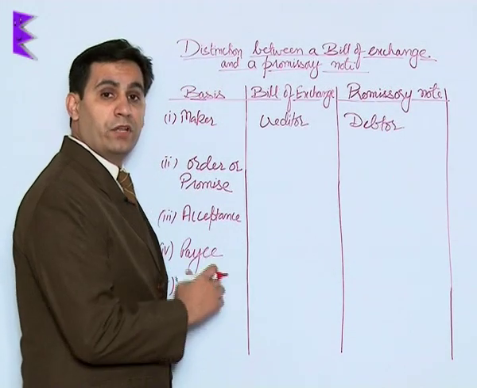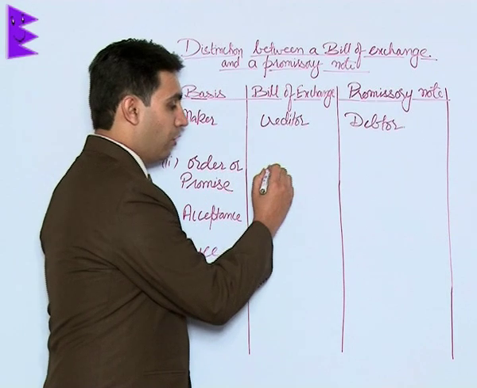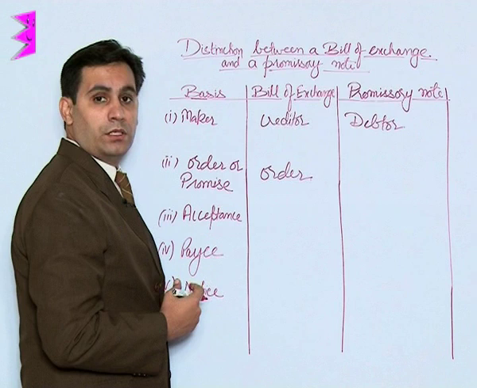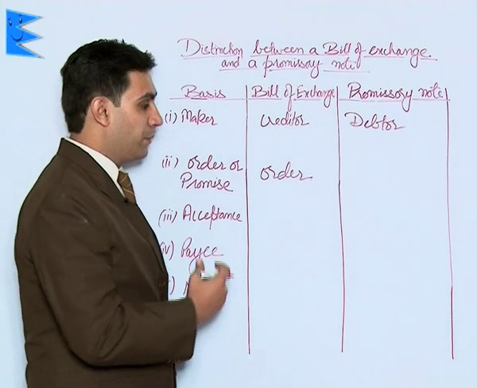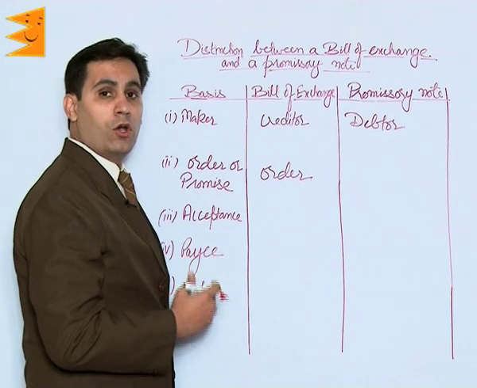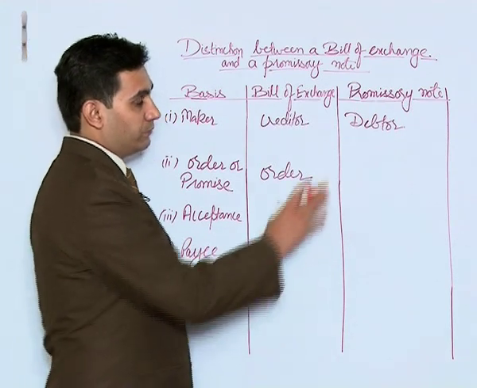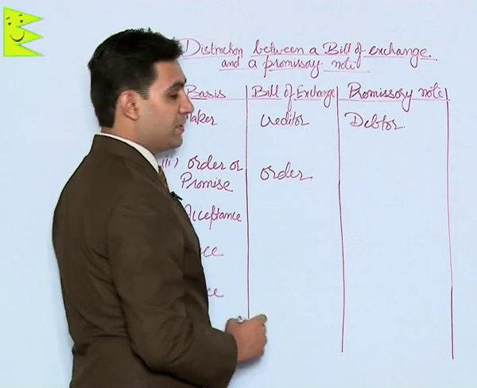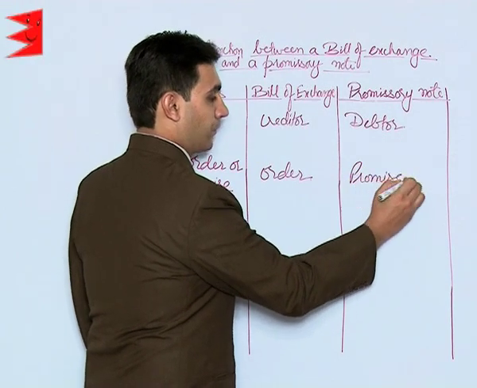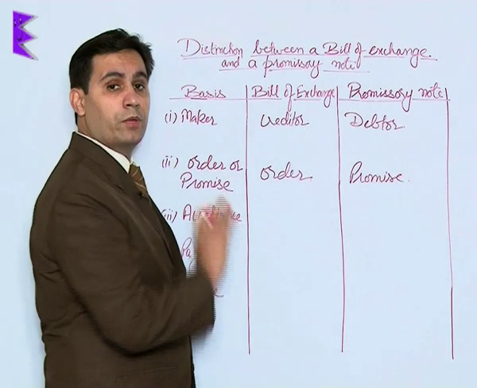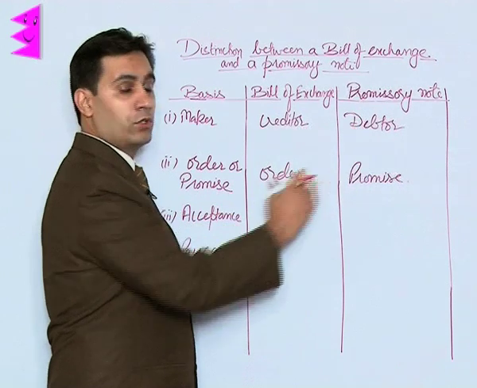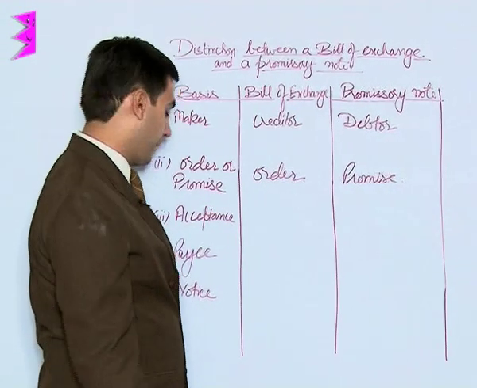Then a bill of exchange is actually an order. It is an order by a person directing the other party to make the payment on his behalf, either to him or to somebody else. Whereas in case of a promissory note, the nature is of a promise. So the basis is the order or a promise. A bill of exchange is an order, whereas a promissory note is a promise.